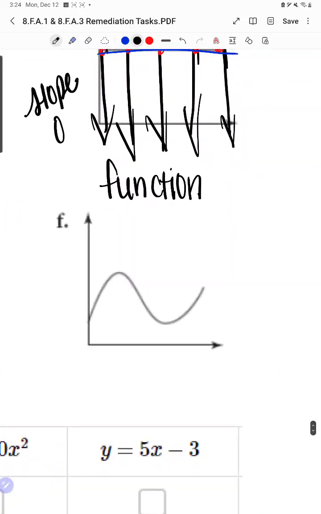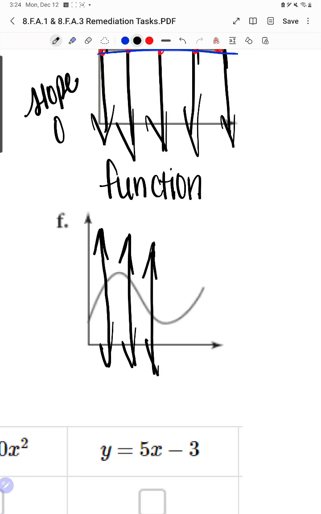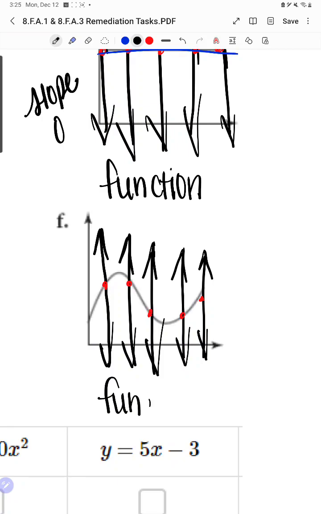And then last but certainly not least, we have this one right here. And you'll notice that this one only crosses through one time. So this one is a function.